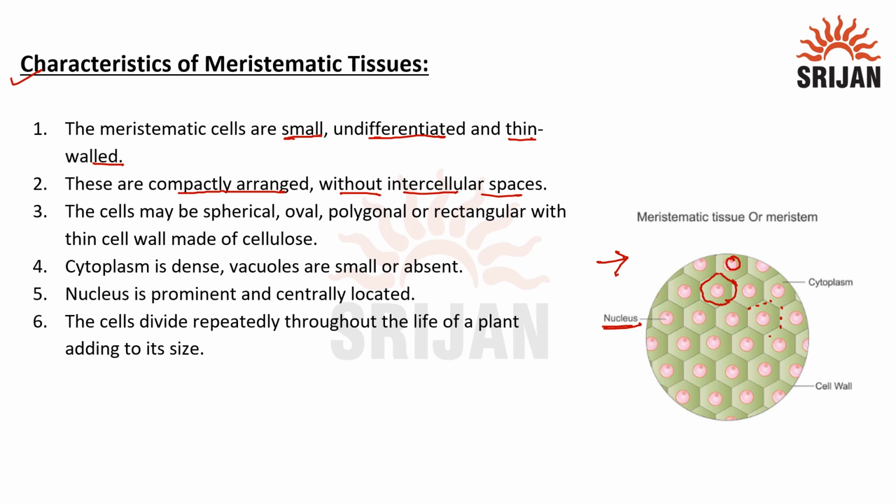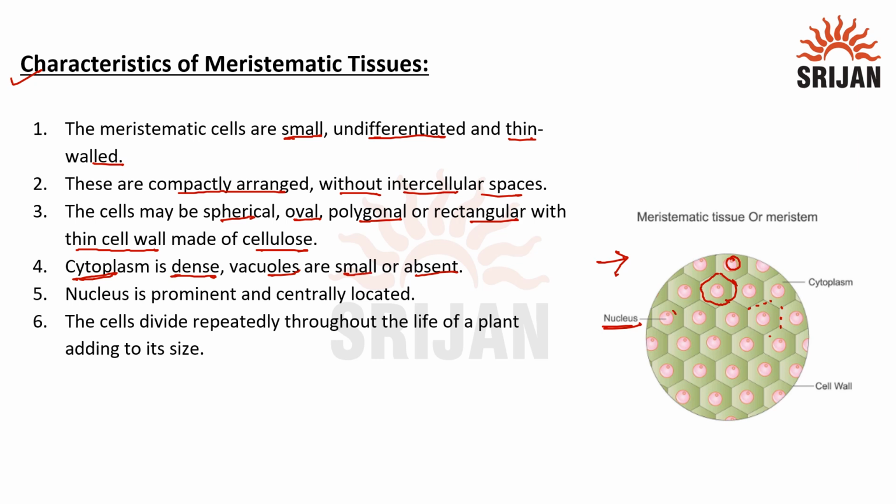Now, when we talk about the shape of the cells, it could be in a variety of shapes. They may be spherical, oval, polygonal or rectangular. But the main thing we need to remember is that its cell wall is very thin and is made up of cellulose. Talking about its cytoplasm, the cytoplasm is dense and the vacuoles may either be absent or, if they are present, they would be very small.